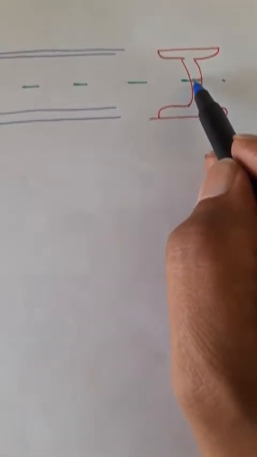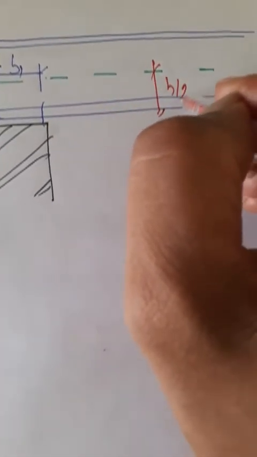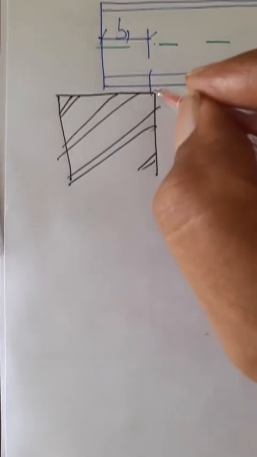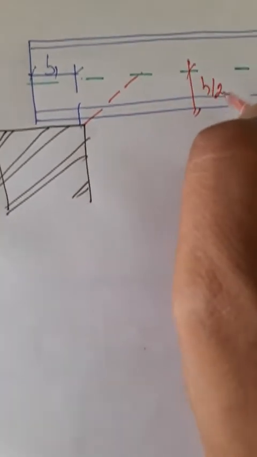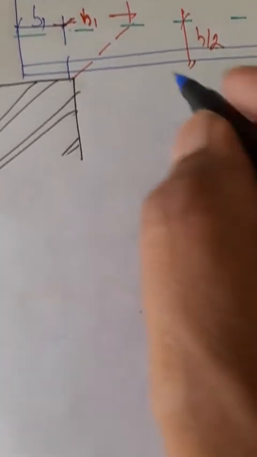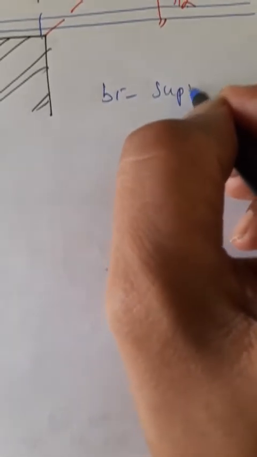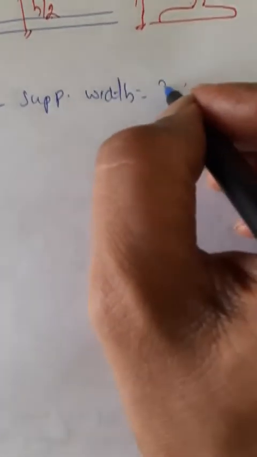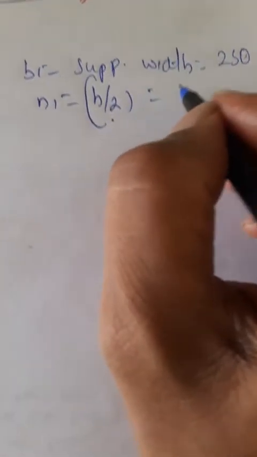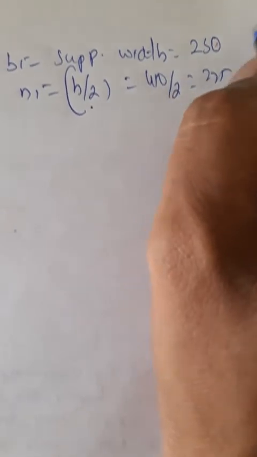Now maximum buckling occurs at the center if this is the height h. Maximum buckling occurs at height h by 2. And for web buckling, the dispersion line, load distribution line, is at 45 degrees from this edge. If this is h by 2, this value is indicated by n1. So let us write those values. B1 support width 230 mm, N1, and that is nothing but h by 2. So h is 450 divided by 2, I get the value 225.